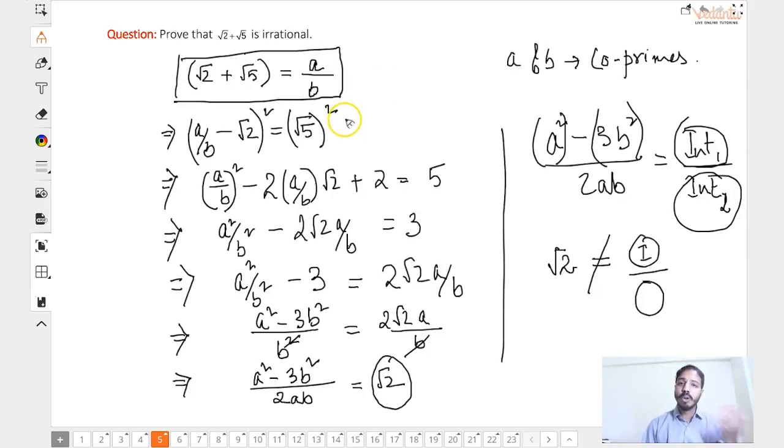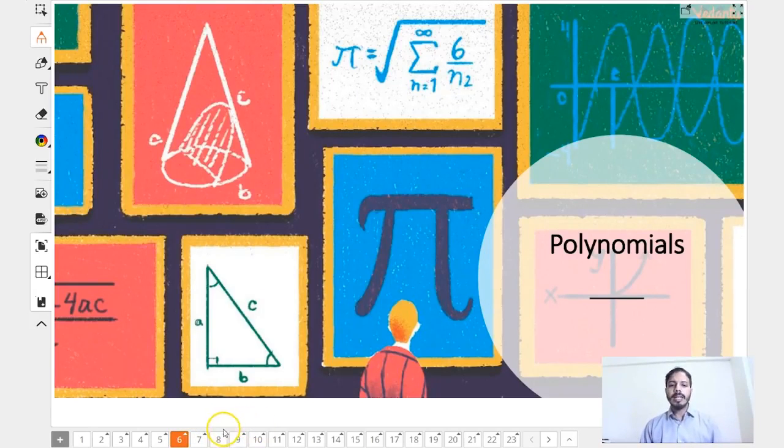So that means we can prove, by the contradiction, that root 2 plus root 5 is irrational. Right? So similar types of examples, you can take, and you can solve lots of problems regarding these types of questions. Now let me go to the next chapter, polynomials.